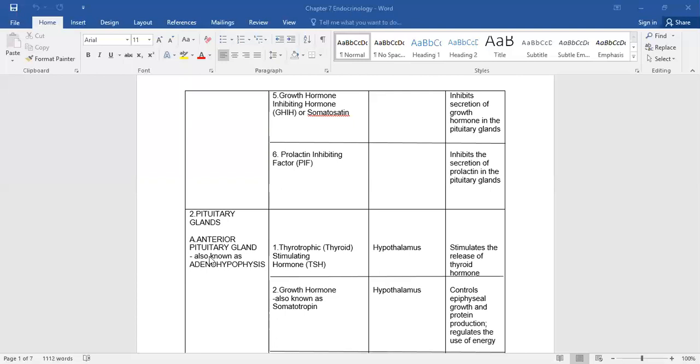Adeno is actually, when you say adeno, hypophysis is pituitary glands. When you say adeno, that means it's glandular. So any word that says adeno, that means it is glandular.